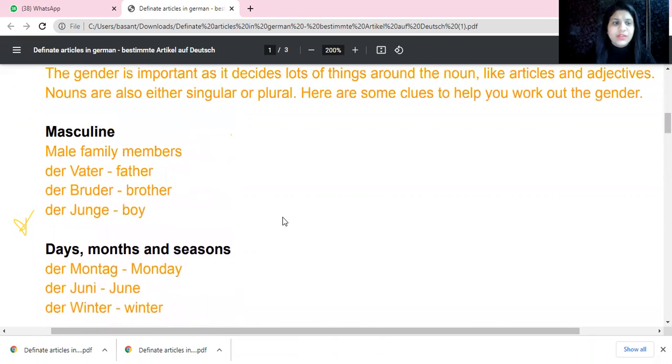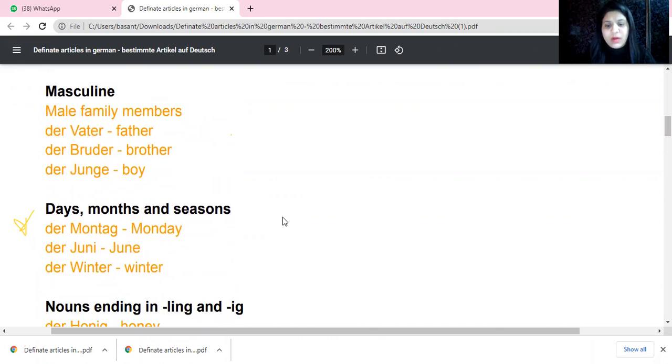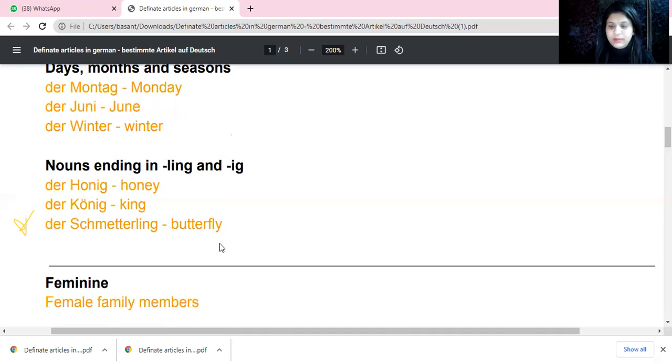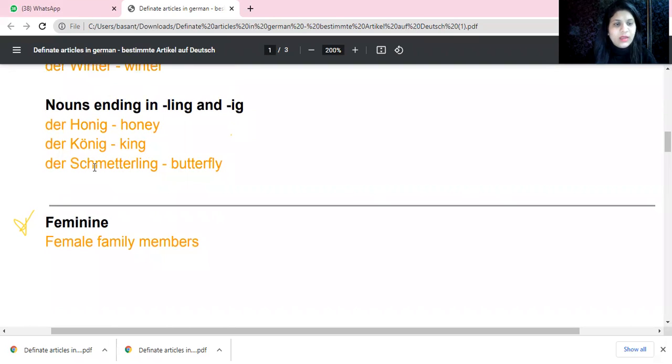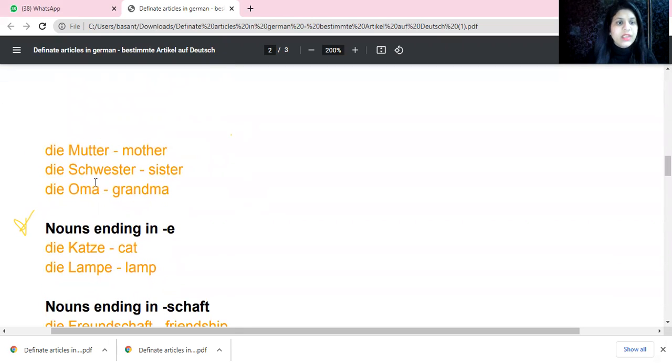Just a recap I am doing for German pronunciations. So the people who are not having any background noise can repeat after me. Der Vater. Der Bruder. Der Montag. Der Uni. Der Winter. Der Honig. Der König. Der Schmetterling.